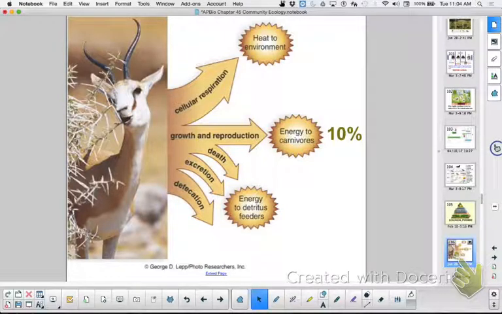In order to maintain homeostasis, what reaction did you need to do? Cellular respiration, which burned the fuel that went into your body, right? And you did that to generate what? ATP. And with that ATP, you might have built muscle, right? You might have built fat.